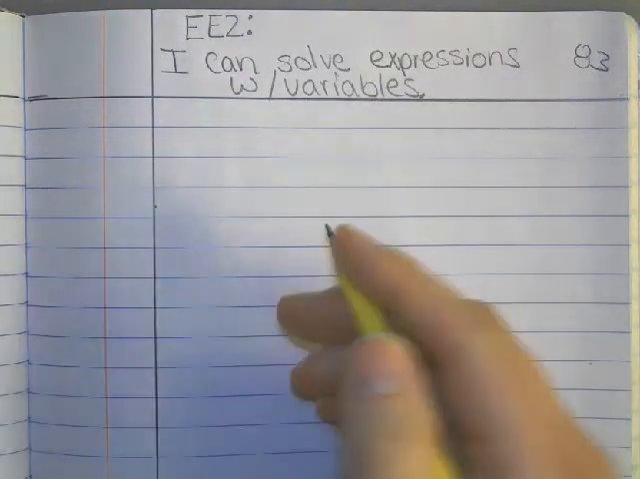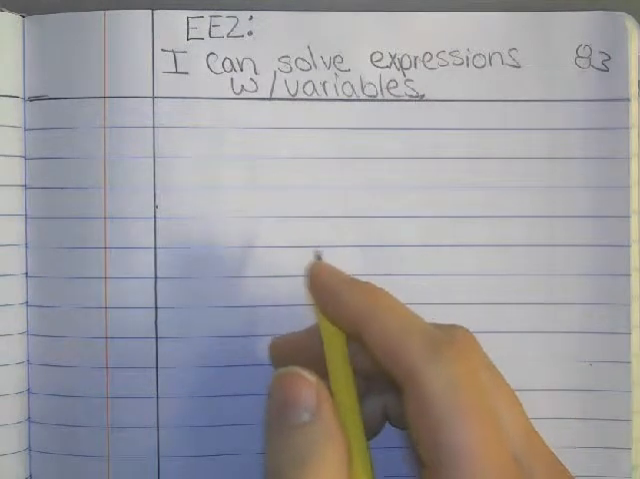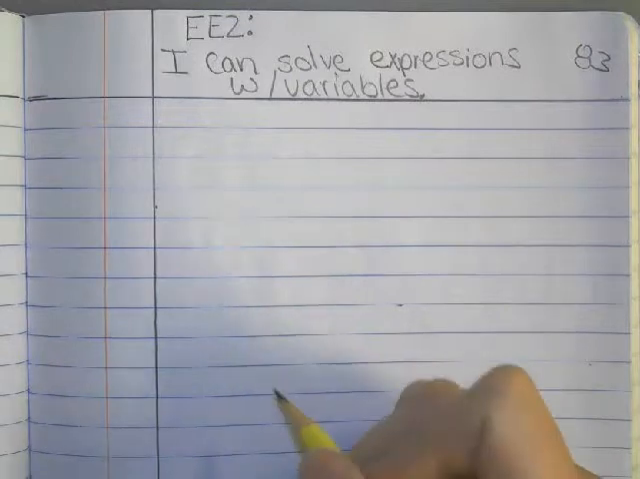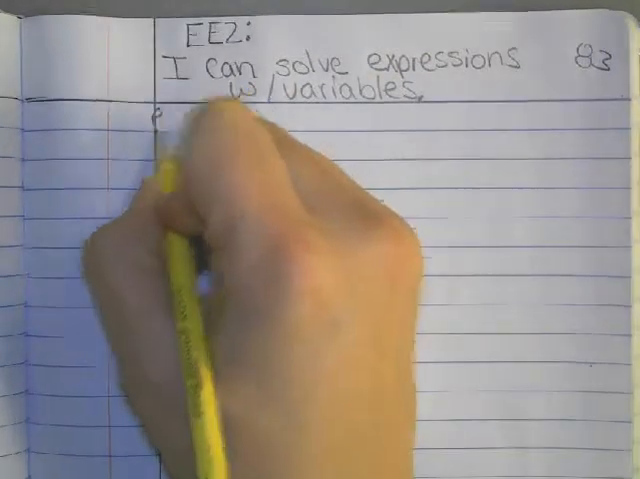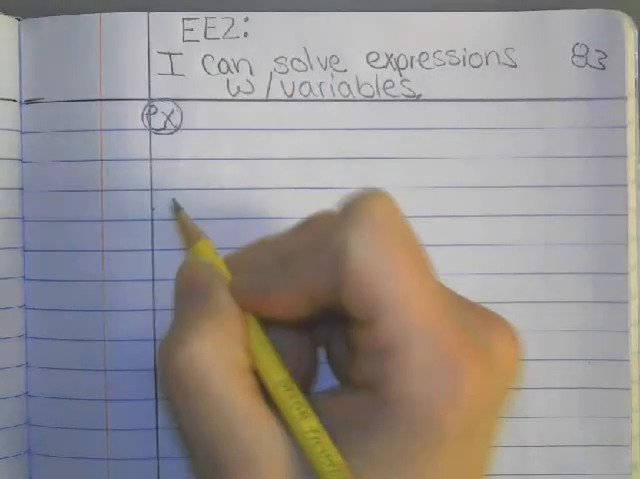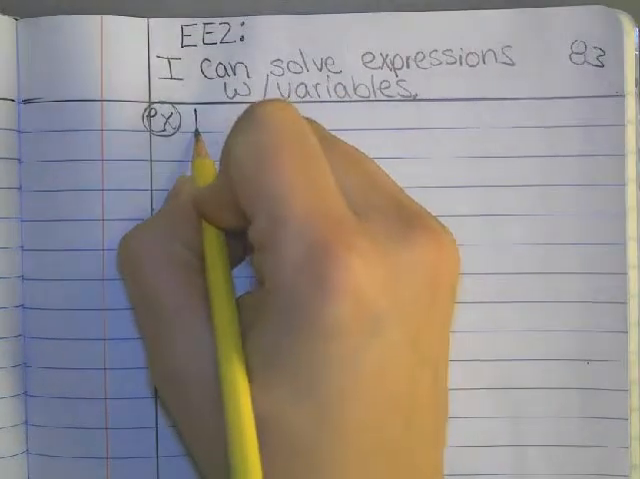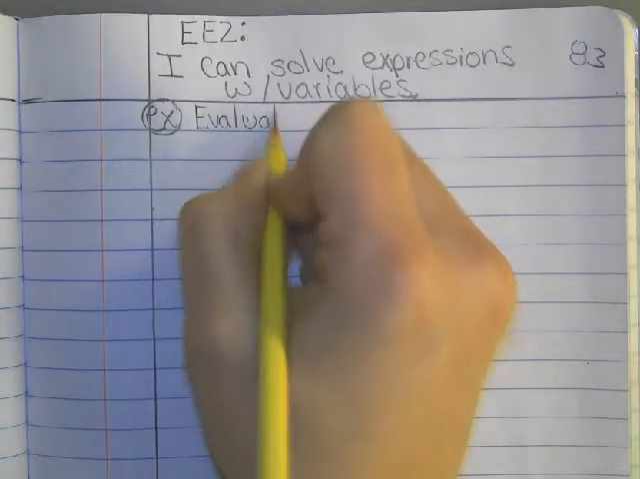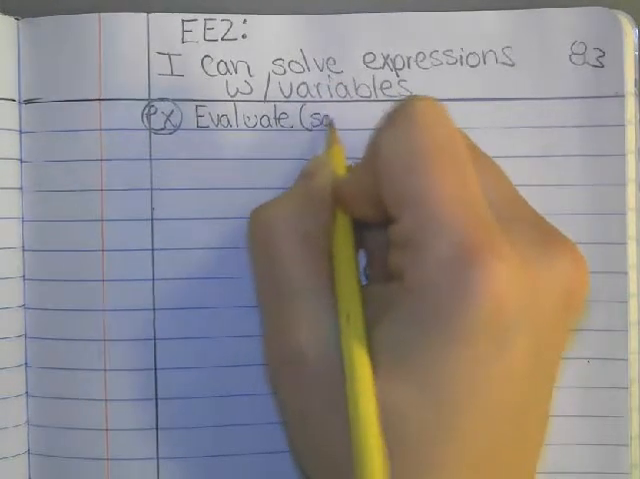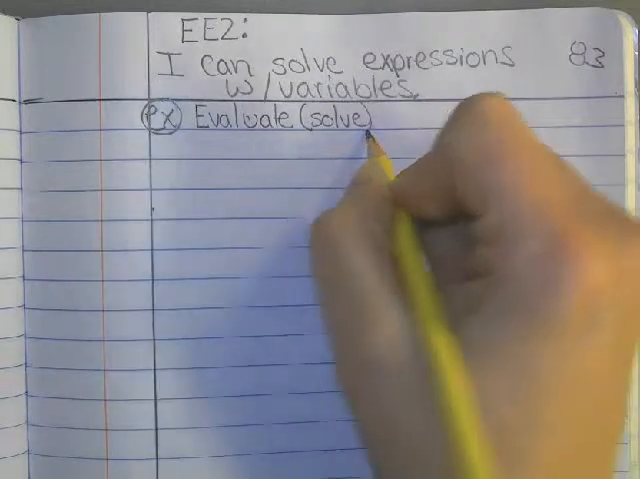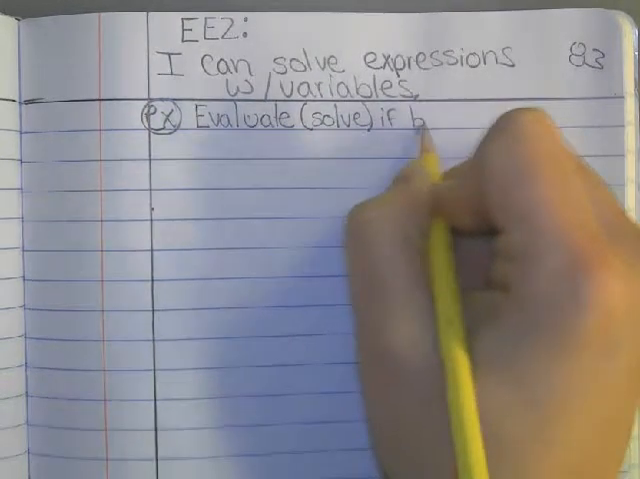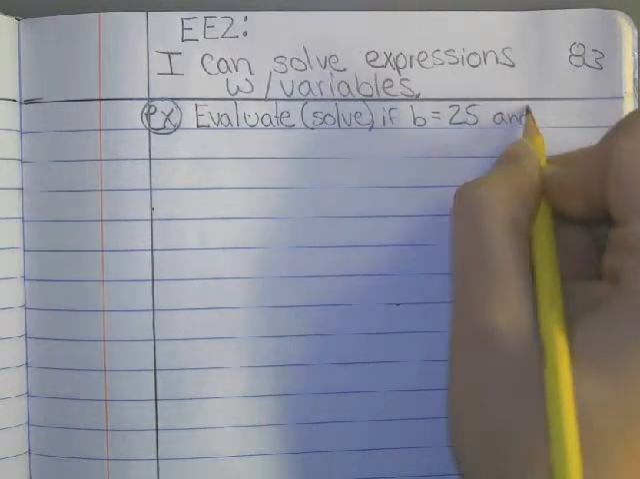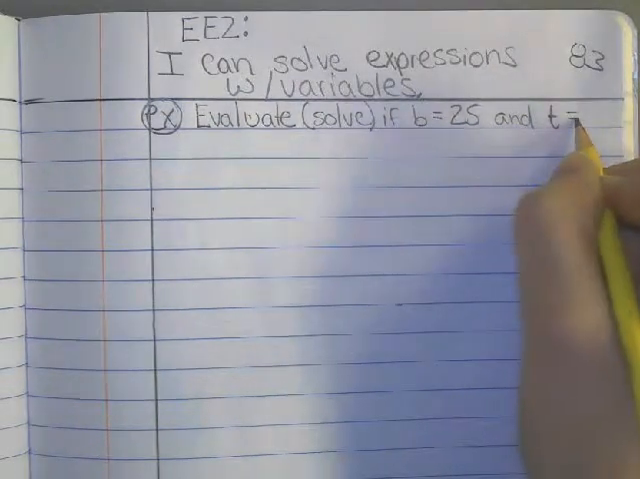Okay, so it's best for these to start with an example, I think. So we're just going to start with an example and we'll just kind of walk you through it from there. So you'll be given some information, and it will usually be formed like this. Evaluate, which also means solve, guys. Evaluate if B equals 25 and T equals 3.